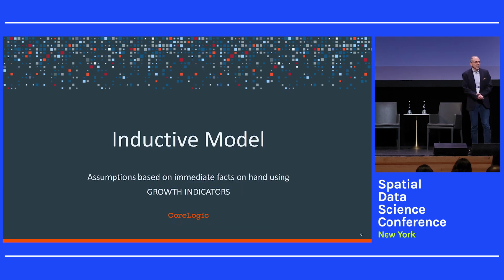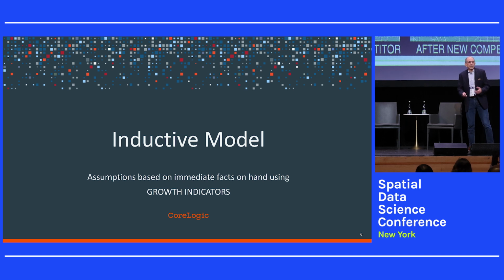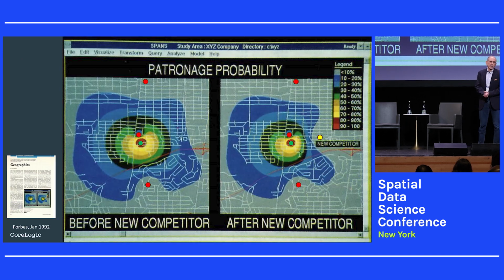So this is Thursday. I thought we'd do a little throwback Thursday. This is actually a representation of the Huff model as portrayed by the spatial analysis system SPANS, a piece of software developed way back in the late 80s by a Canadian company called Tydac, who I used to work for. And this is an example of what happens when a competitor moves in to a specific location.